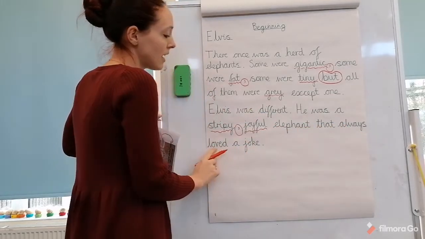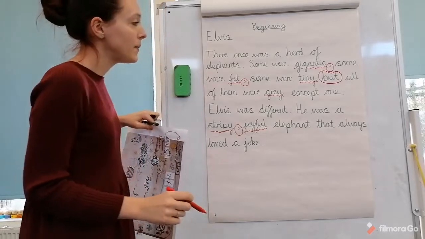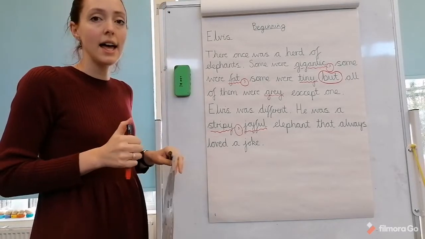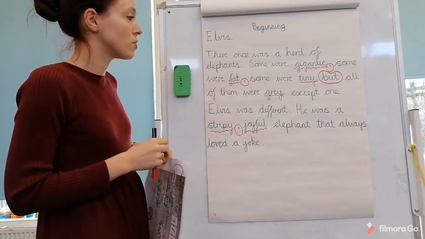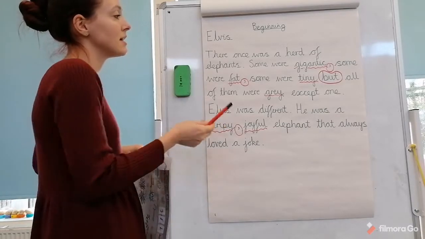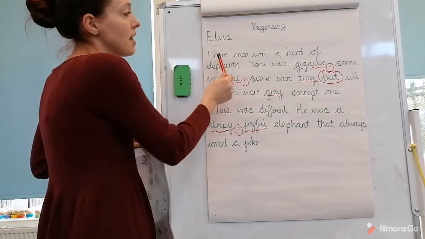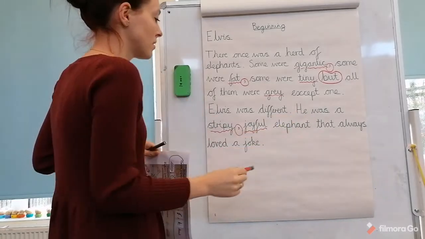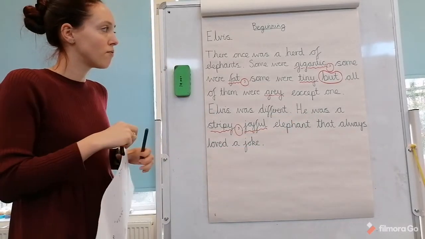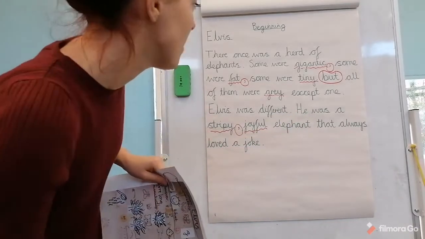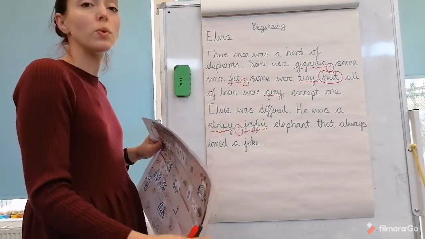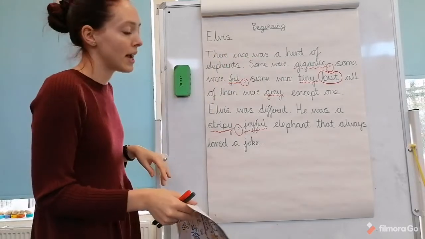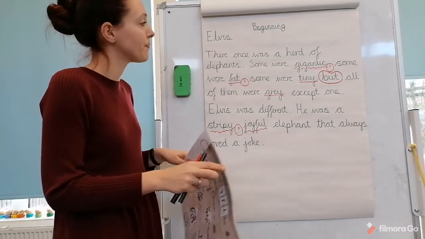elephant that always loved a joke. Okay, so I've used quite a lot of descriptive language there in the beginning part of the story, and all of my sentences are starting in a different way. There once was, some were, he was. Okay, they're not really amazing sentence starters, but they all start in a different way. You could start your story in a different way to the way that I've started mine.